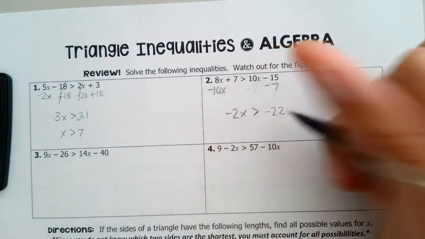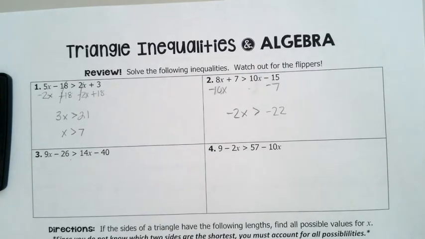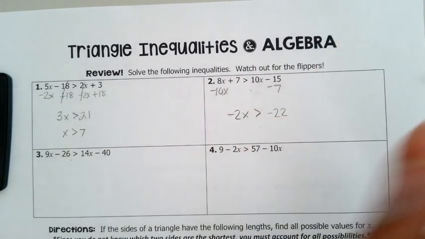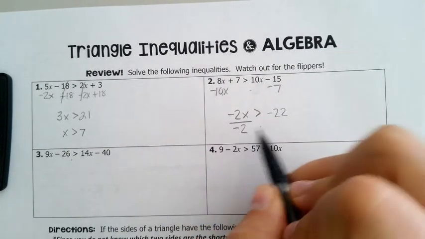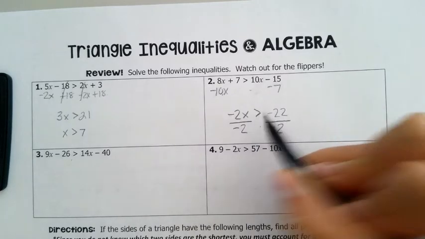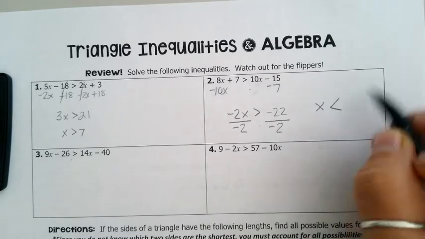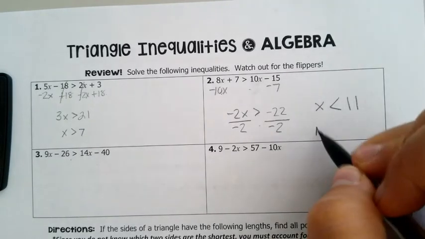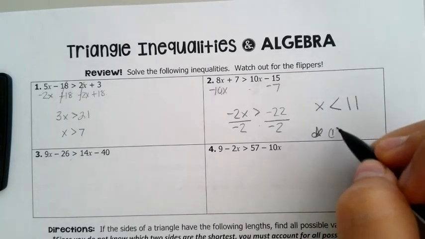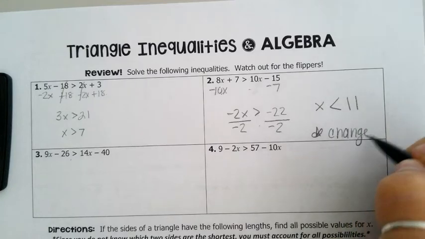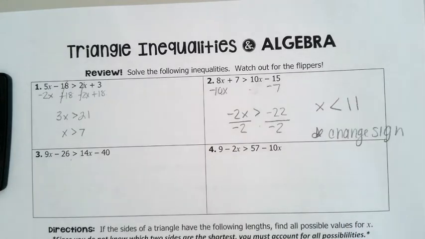negative 22. Now we recall how we solve inequalities with a negative. When we divide by a negative here, we need to flip this sign. So instead of being greater than, it's now going to be less than, and we're going to say it's 11. So this is a change sign problem.